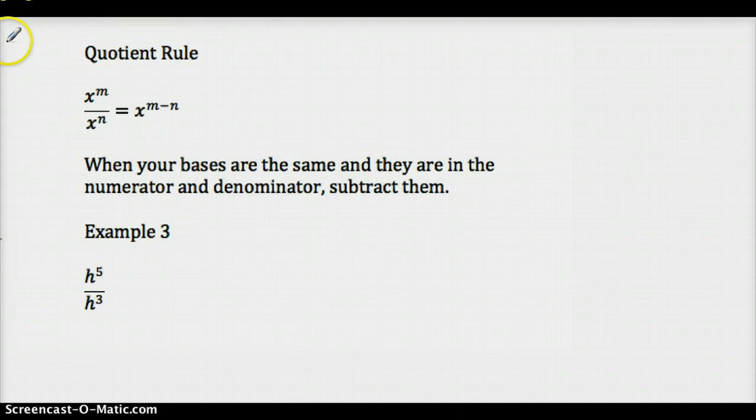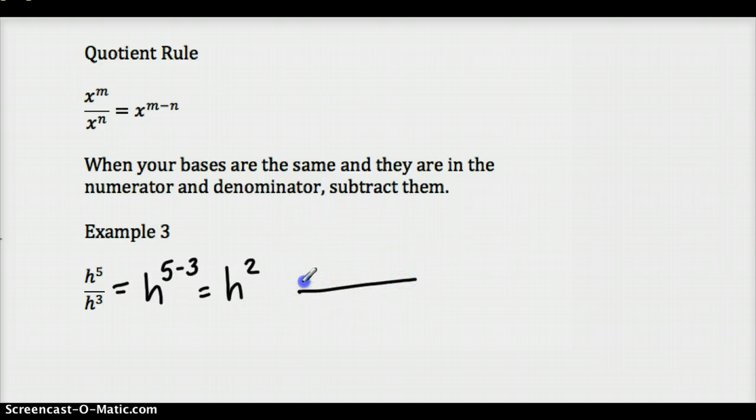The next rule we're going to look at is the quotient rule. So x to the m over x to the n equals x to the m minus n. And I teach this a little bit different way. If you have h to the fifth over h to the third, according to the rule, you subtract the top minus the bottom. So this is going to be h to the 5 minus 3, which would be h to the second.